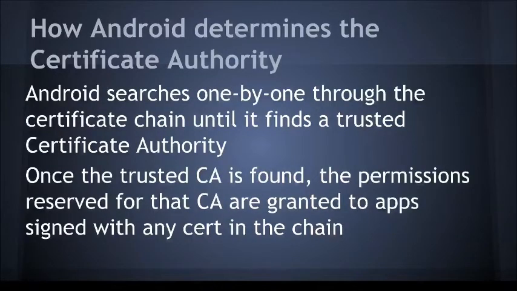The question is, how does Android actually determine the certificate authority? It does so by searching one by one through the certificate chain until it finds the trusted certificate authority. Then it stops. Once the trusted CA is found, the permissions reserved for that CA are granted to the apps signed with any cert in the chain, and Android stops there. So all a cert has to do is, somewhere in the chain, use the certificate of a trusted CA in order to gain permissions of that CA.